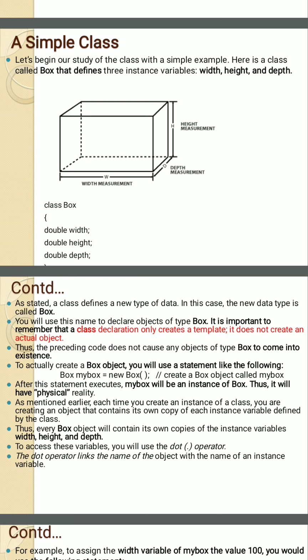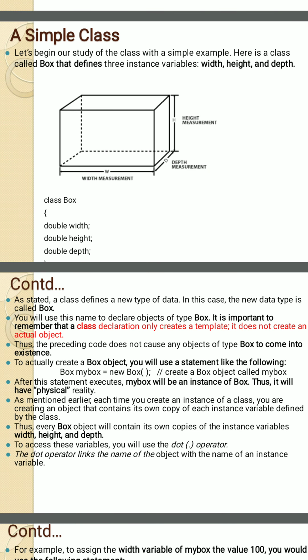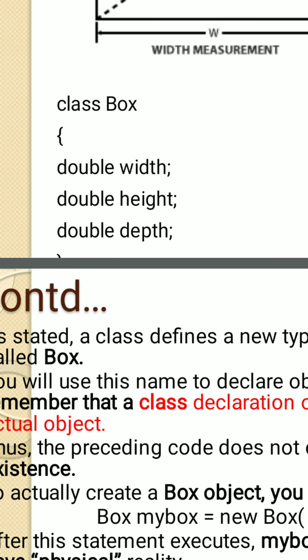Now let us discuss a class with an example here. Box is a class here. Box has three variables: width, height and depth. You see here, class is the keyword followed by the name of the class, that is Box. Inside this Box class we have the variables of the box: width, height and depth. All are of type double.